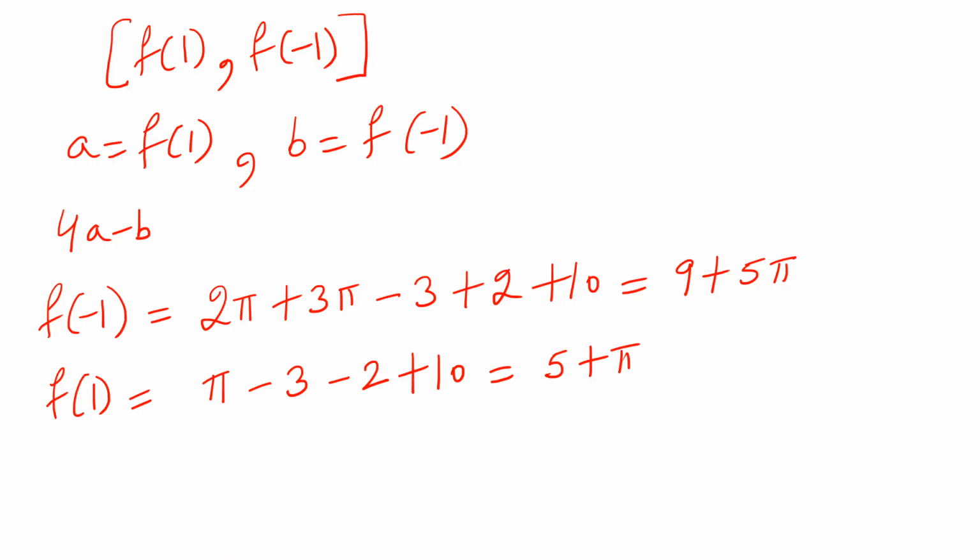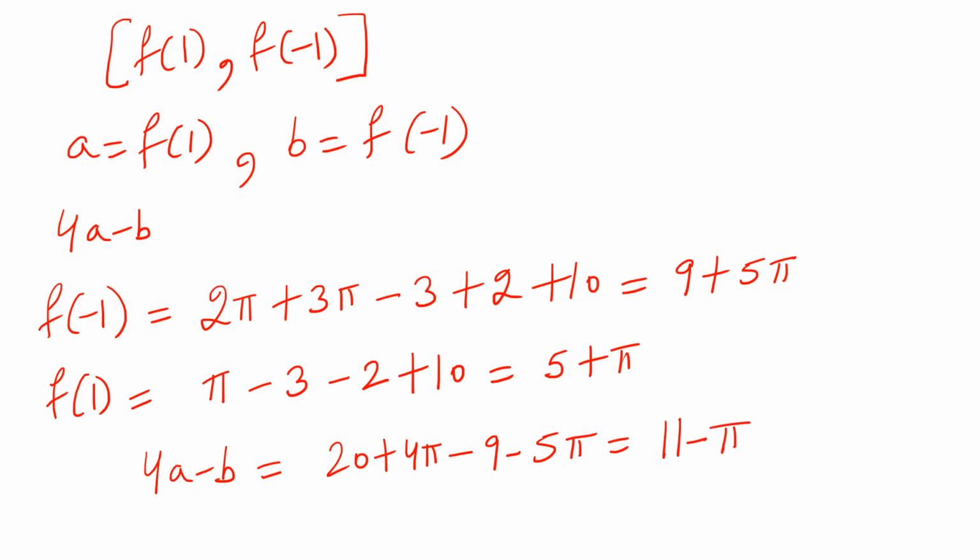That means the value of 4a minus b comes out to be 20 plus 4 pi minus 9 minus 5 pi. So this finally comes out to be 11 minus pi. That means option B is the correct one.